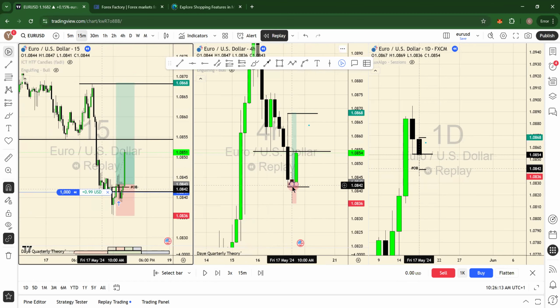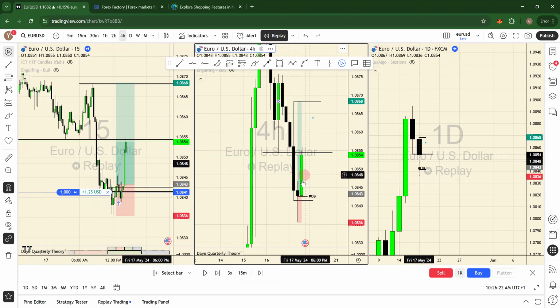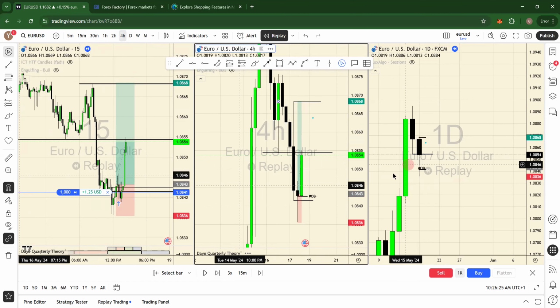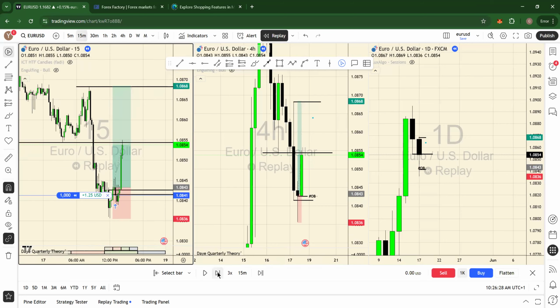Good. You can see the way the 4-hour candle has closed. It gives us a perfect CRT, closing back within that candle. And remember, all this is coming from a key level on the 4-hour time frame, and then the 15-minute giving us an entry based on the CRT confirmation.